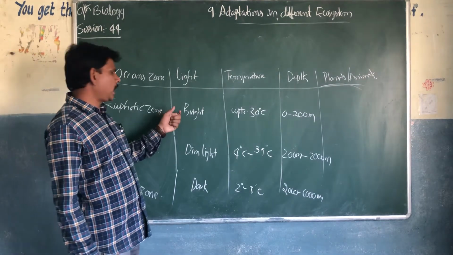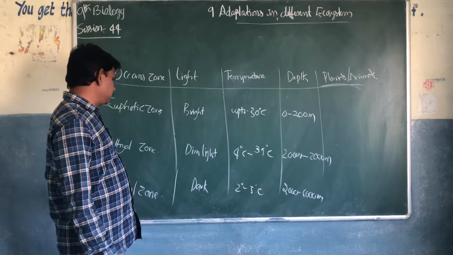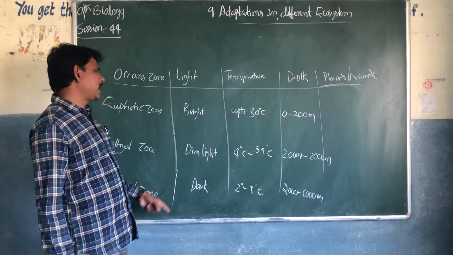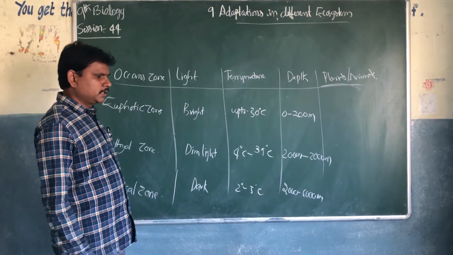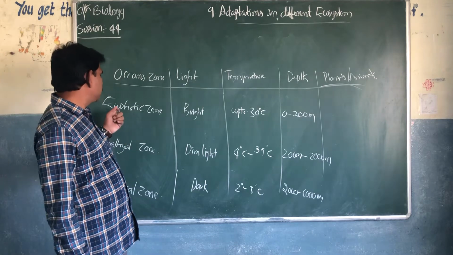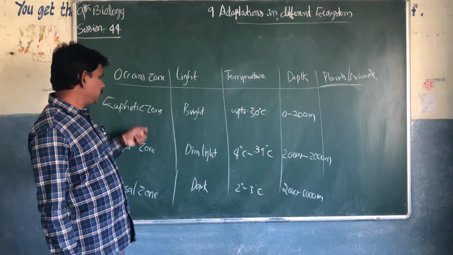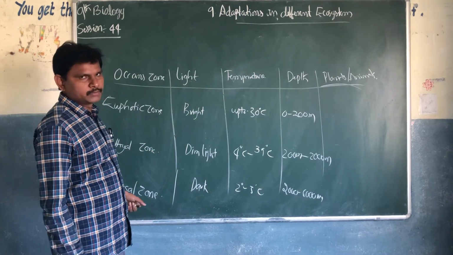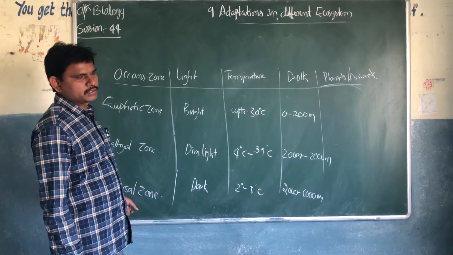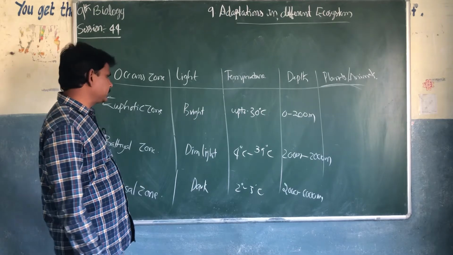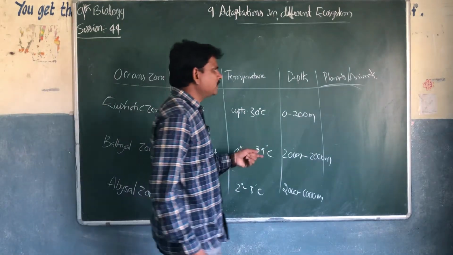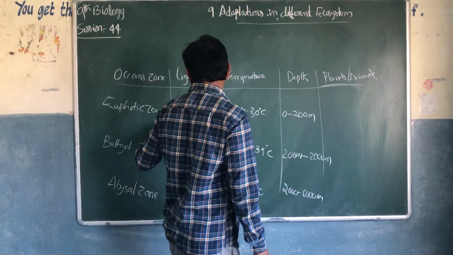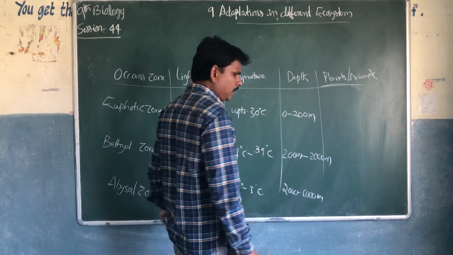Light is bright light, dim light, and dark, where there is no light. That's why it is called a photosynthetic zone here, and here also a photosynthetic zone, while here there is a dark zone. Photosynthesis will not take place in the abyssal zone. What plants and animals are present in the euphotic zone, bathyl zone and abyssal zone?